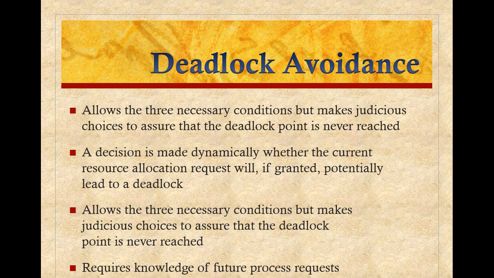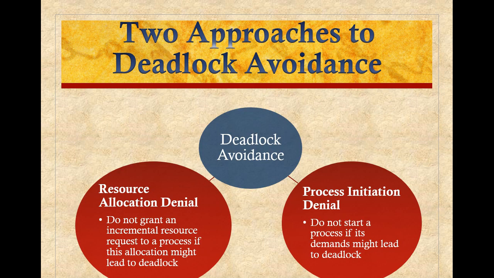It allows the three necessary conditions but makes a judicious choice to ensure that the deadlock point is never reached. It requires knowledge of further process requests. Now, there are two approaches normally used for deadlock avoidance: one is resource allocation denial, the other is process initiation denial.